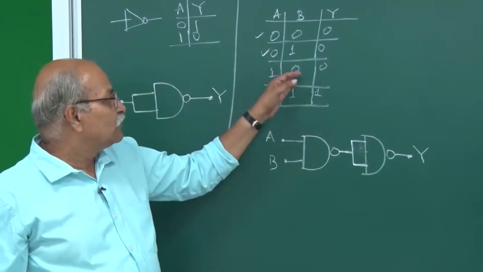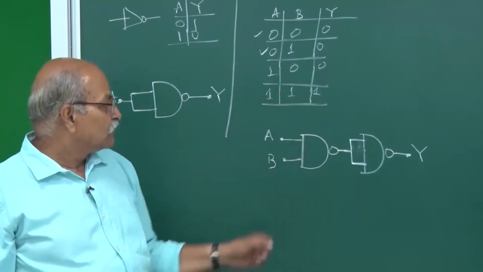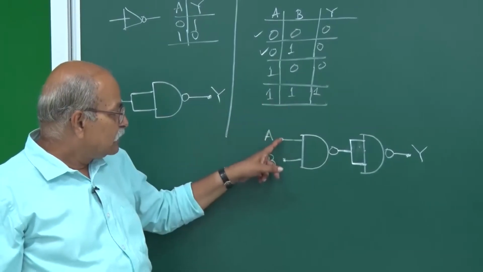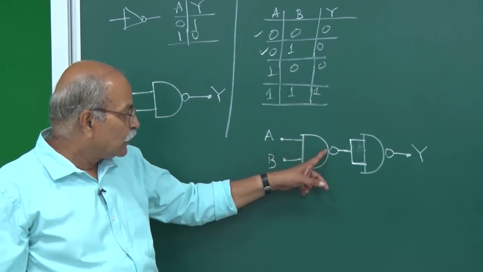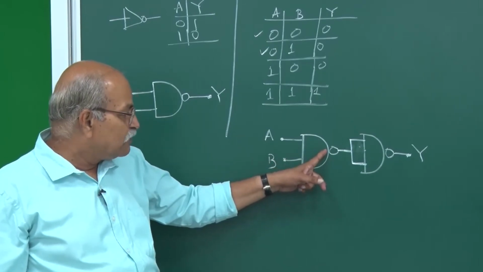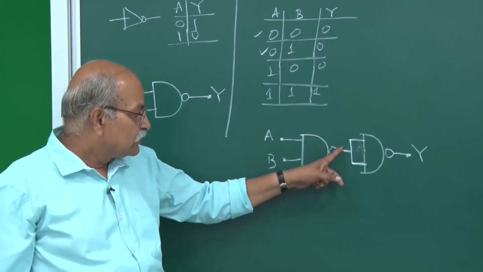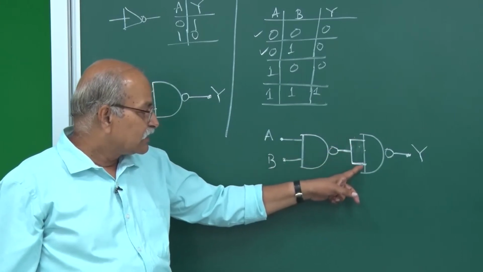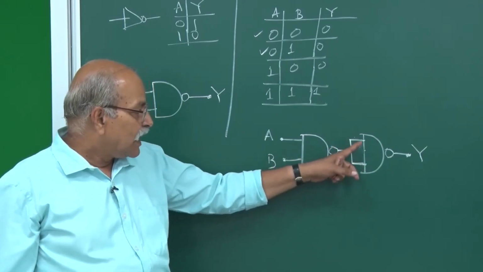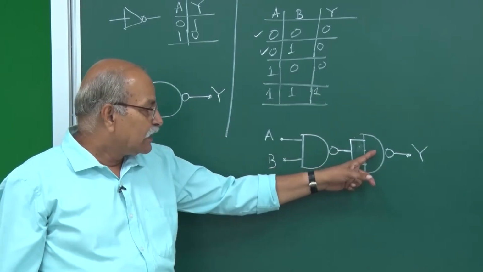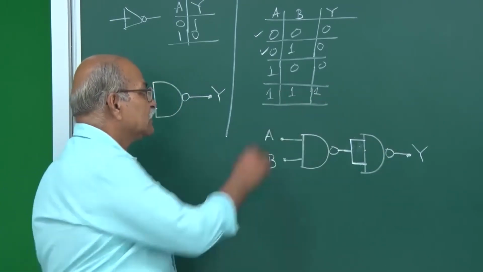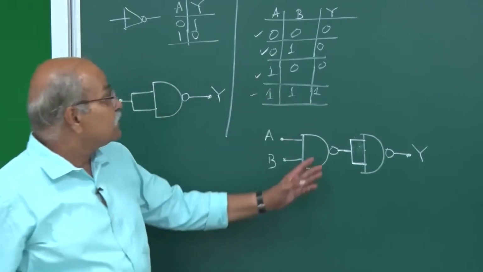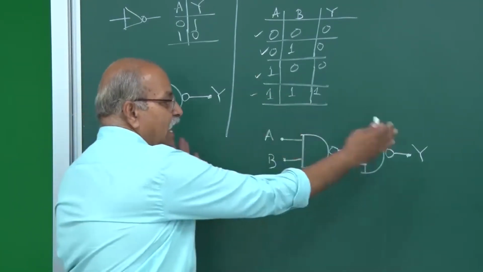Same story, 1 0 will give me 0, 1 1. So, if A is 1 and B is 1, so 1 here, AND will give me 1, so 1 here. NOT of that will become 0, so 0 here. So, 0 here and 0 here, and 0 0 AND will give me 0, and NOT of that will become 1. So, 1 1 will become 1. Okay. So, this is AND gate. This whole thing is AND gate.